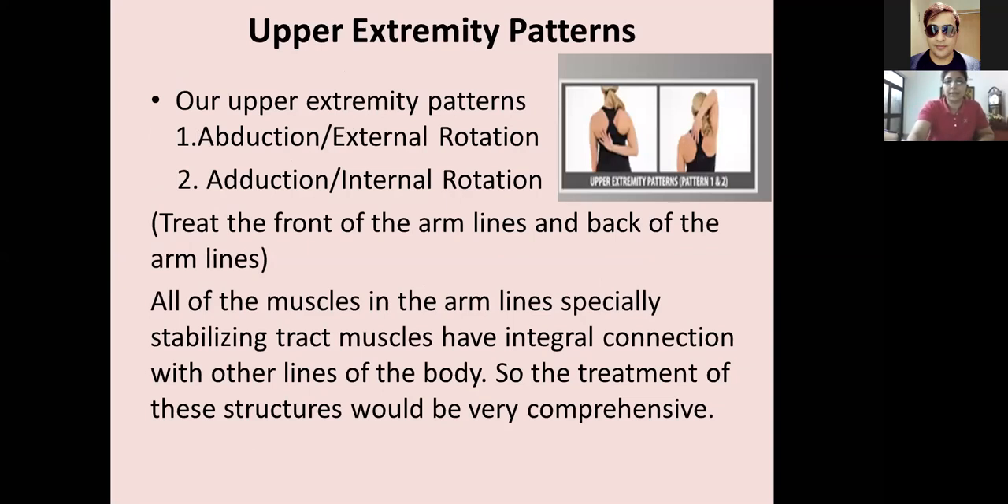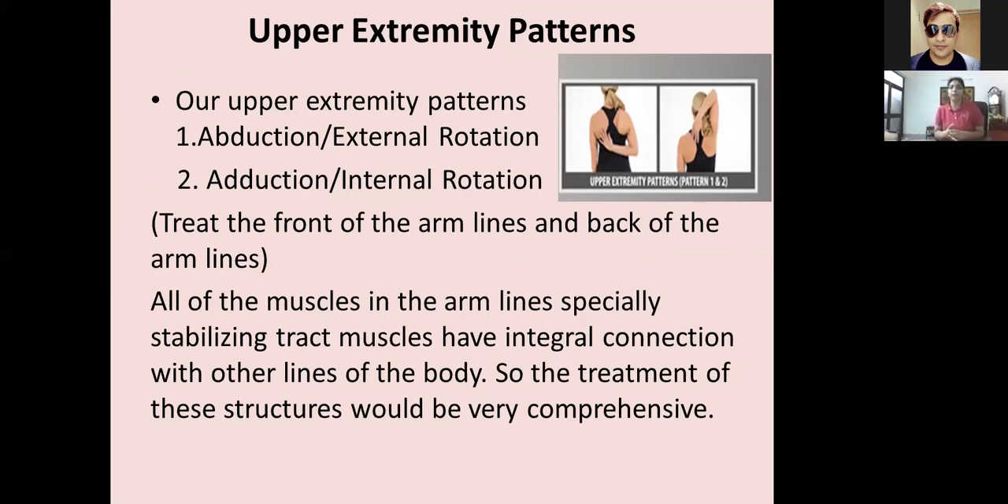So in the upper extremity pattern, there is abduction and external rotation, and adduction and internal rotation. So treat the front of the arm lines and the back of the arm lines. All of the muscles in the arm line, especially the stabilizing tracts, have an integral connection with other lines of the body. So the treatment of these structures would be comprehensive.